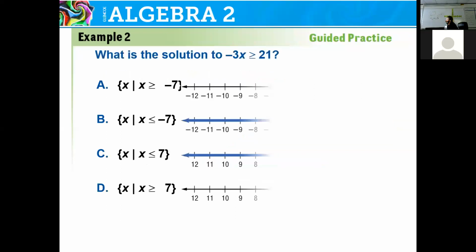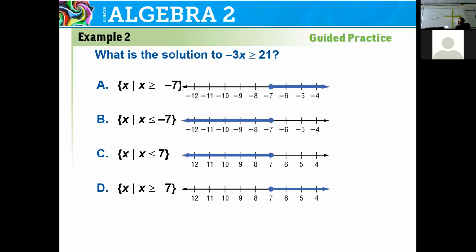So we're focusing on shading what makes our solved inequality true. Let's get to an actual hard one. Okay. So here we have: what is the solution to negative 3x is greater than or equal to 21. Once again, all we would have to do here is just divide both sides by negative 3 to isolate our variable.